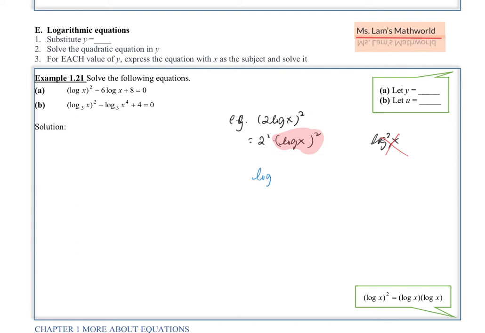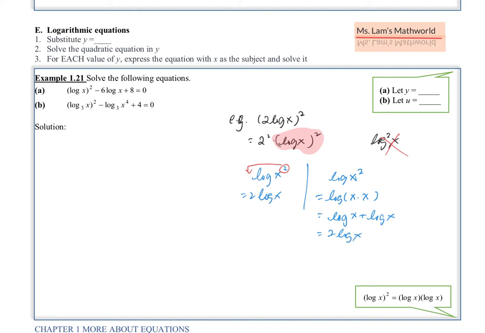And if you get the square here without the bracket, that means we can take it out. It becomes 2 log x. The reason is log x squared equals log x times x, which equals log x plus log x. It means we get 2 log x here.